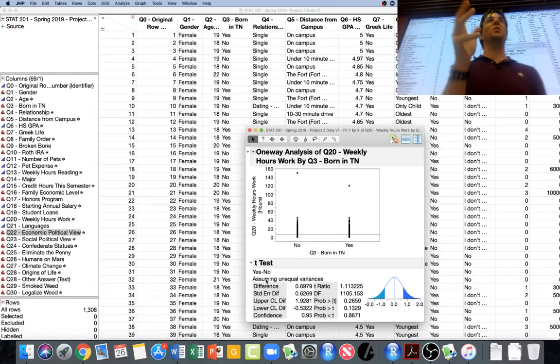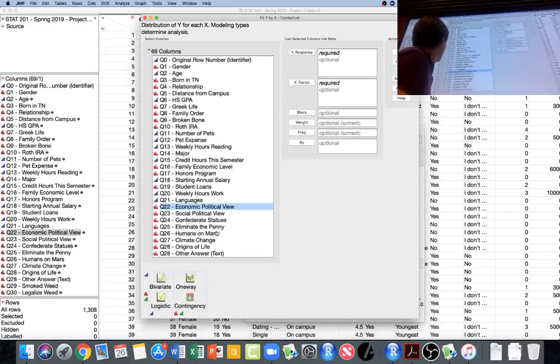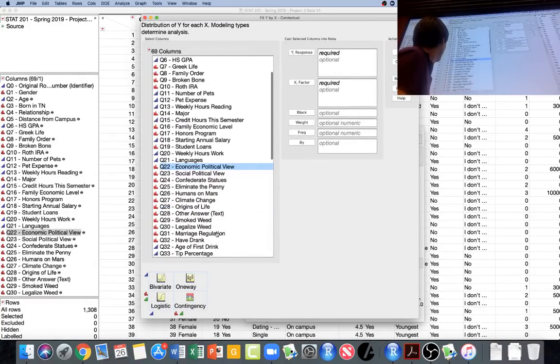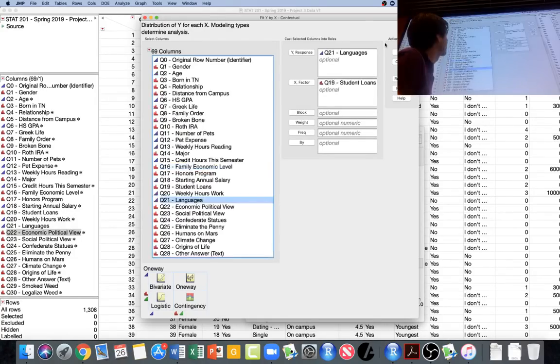Let's try another one here just to see how quickly you can do the null and alternative and just use that trick I just showed you. Let's do, we can't do too many of these because there's so many answers. We're trying to look for a two-sided one. Well, why not? Let's do if someone has student loans and the number of languages they speak.